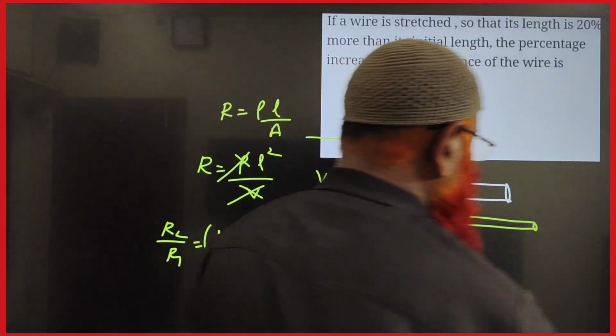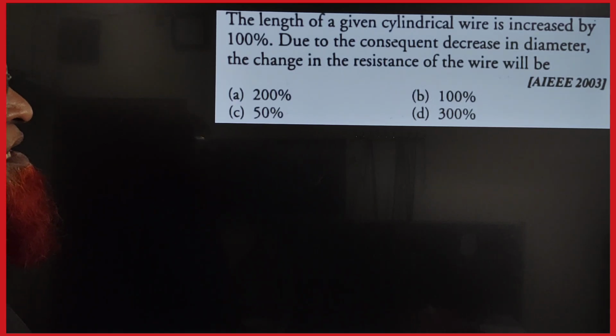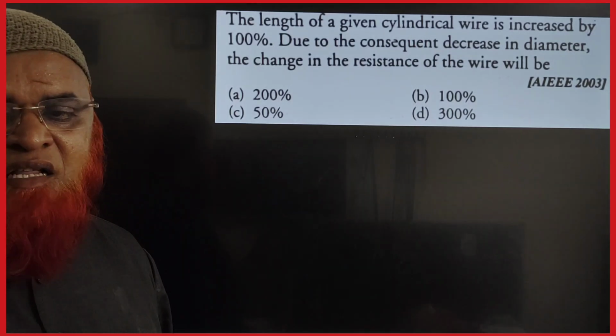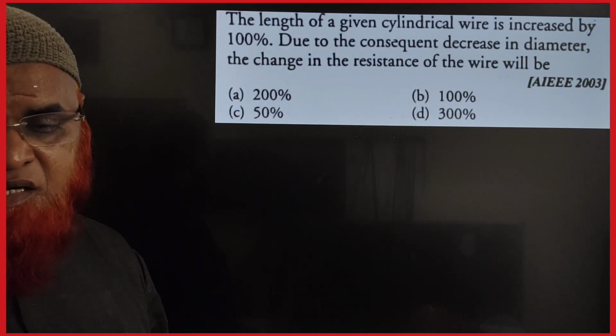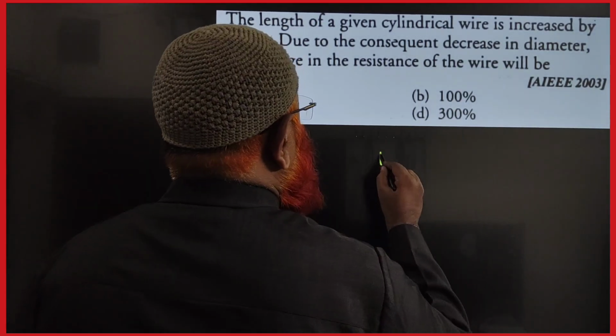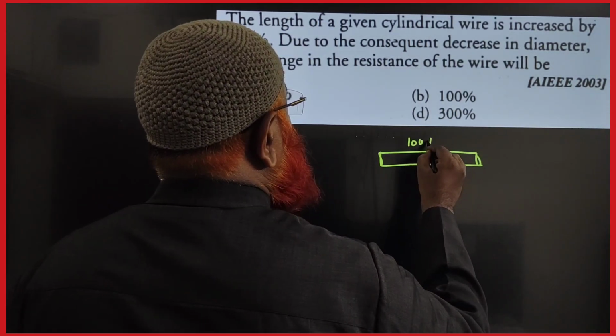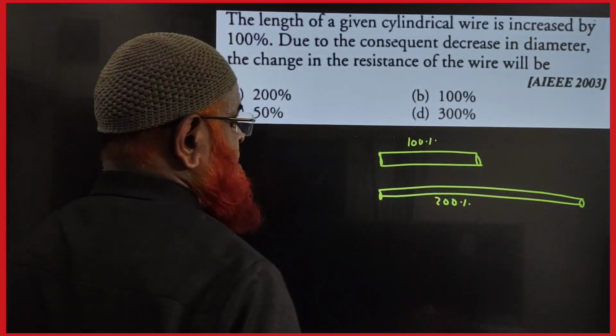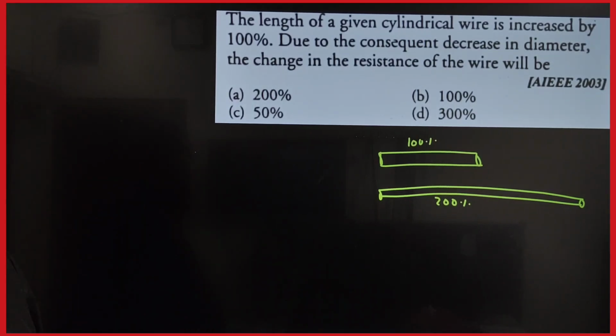Understood? And what else? Now, the length of a cylinder is increased by 100% due to a consequent decrease in the diameter. What is the meaning here? When length increases, diameter decreases means a stretching case. This also he's indirectly telling. This is also a stretching case. What is the meaning of this stretching case here? Previously it was 100%. Now, how much is it? 200%. It is going to be 200%.